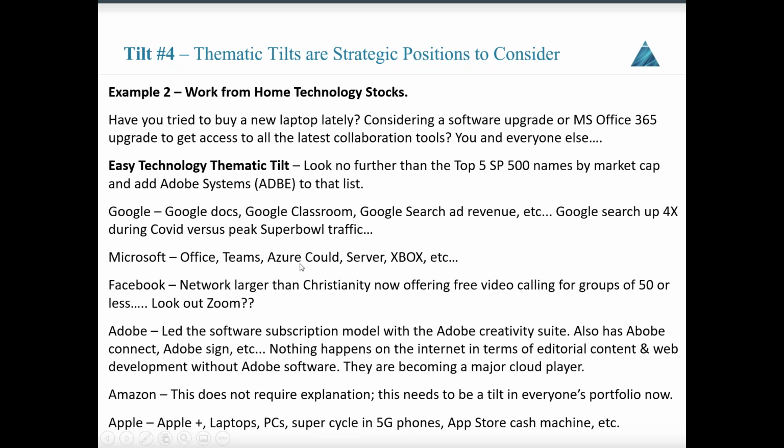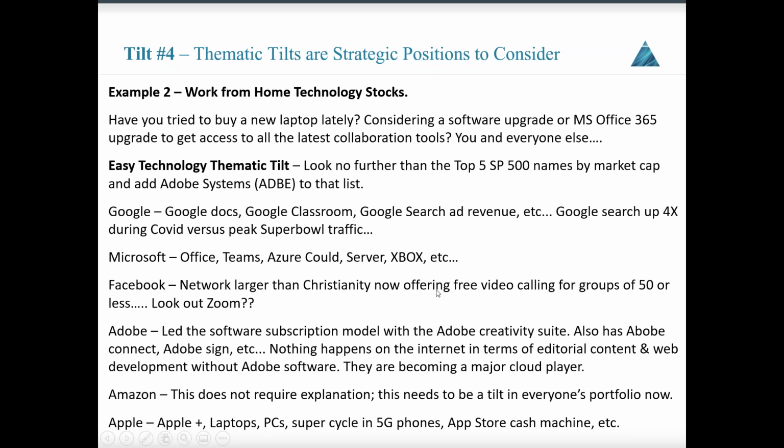Microsoft Office, right? Teams, Azure Cloud, Server, Xbox. Microsoft just inked a deal with Coca-Cola earlier in the week to provide Teams and Azure Cloud services to Coca-Cola, and they are locked in a real head-to-head battle with Slack, and we'll talk about that issue here as our next tilt.